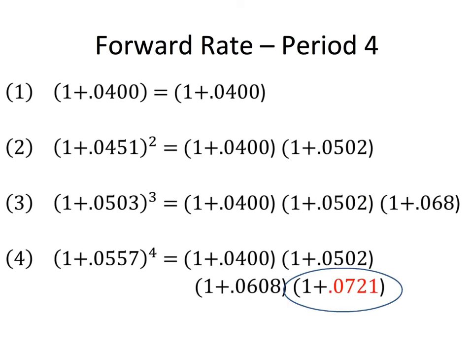Using equation 4, you can find out that the forward rate for period 4 is 7.21%. Again, we had one unknown in equation 4. Solve it down, and you'll find that unknown equals 7.21%. So we began with the forward rate in period 1, equation 1, found it, plugged that into equation 2, found the forward rate for period 2, plugged the forward rate for period 2 into equations 3 and 4, and then we could solve for the forward rate in period 3, plug that into equation 4, and solve for the forward rate in period 4.